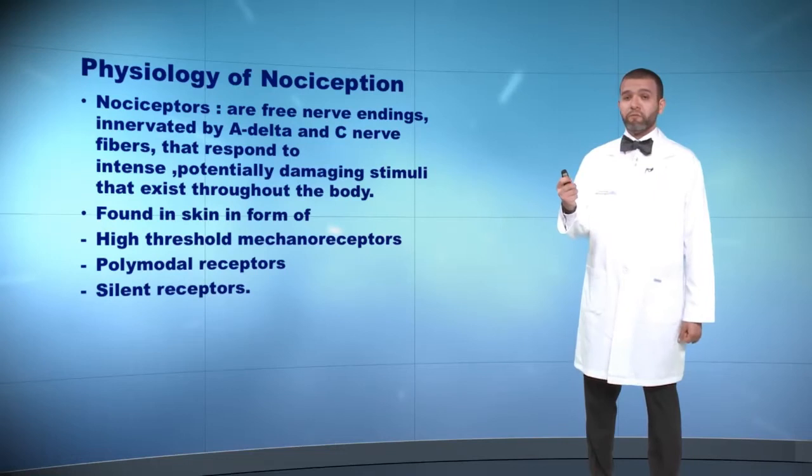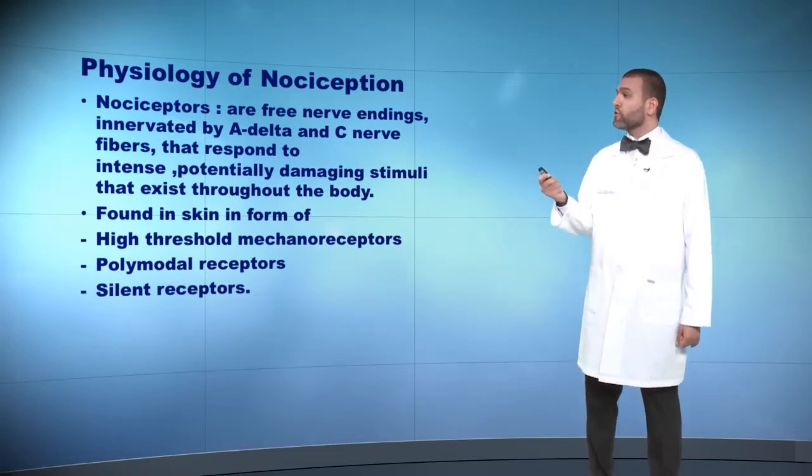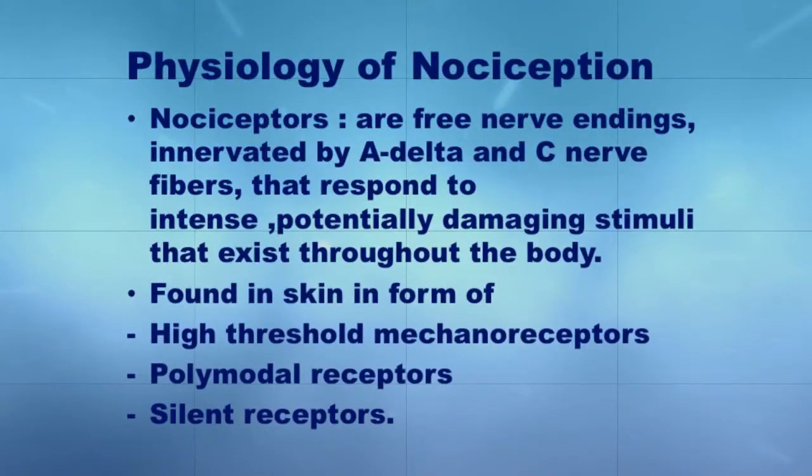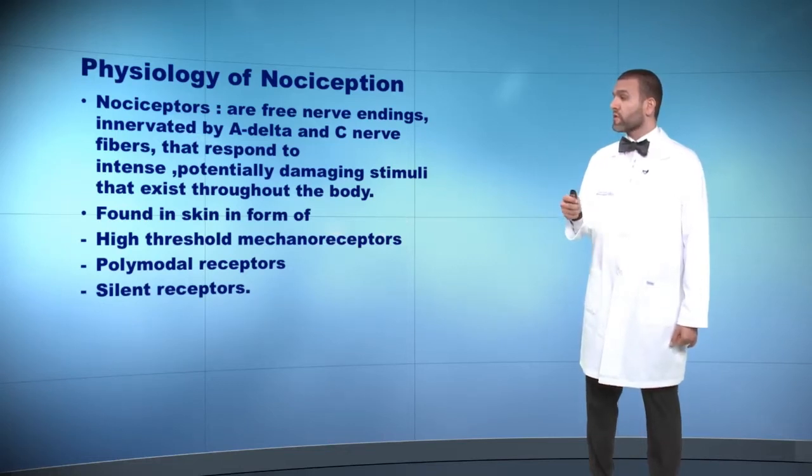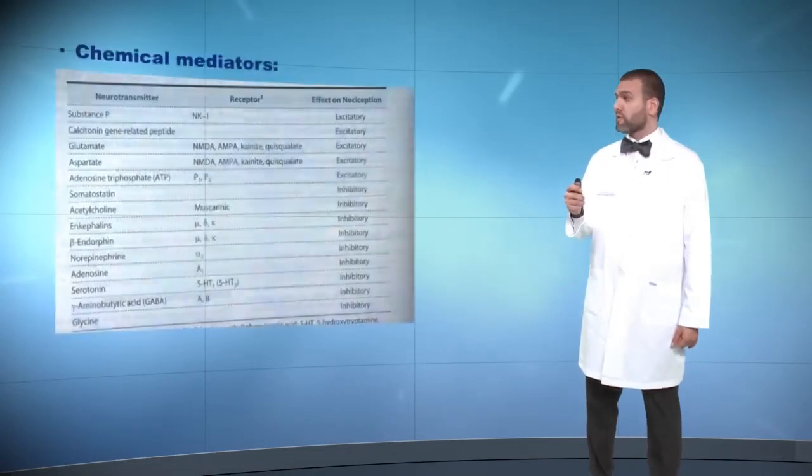The physiology of nociception. Nociceptors are usually free nerve endings. They are innervated mainly by the A delta fibers and the C fibers that usually respond to intense and potentially damaging stimuli that exist throughout the body. They're found mainly in the skin. They include high threshold mechanoreceptors and polymodal receptors, as well as silent receptors.